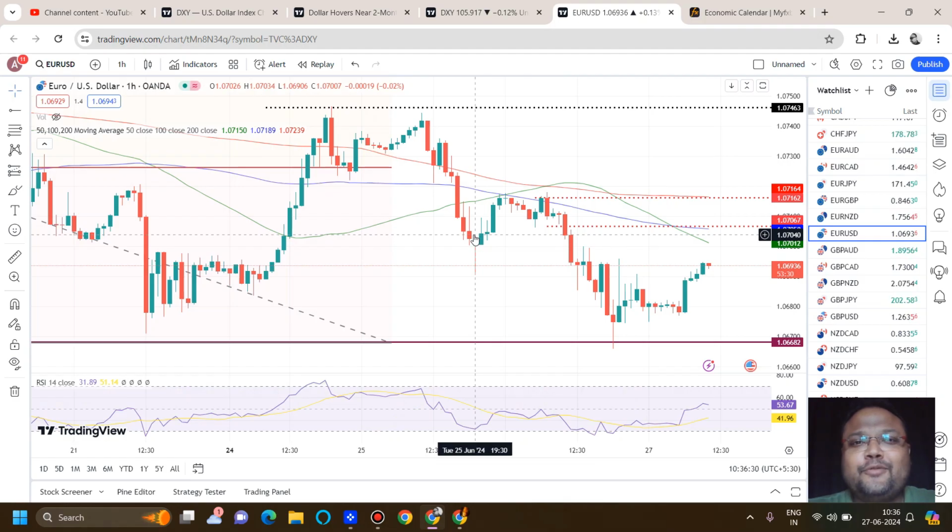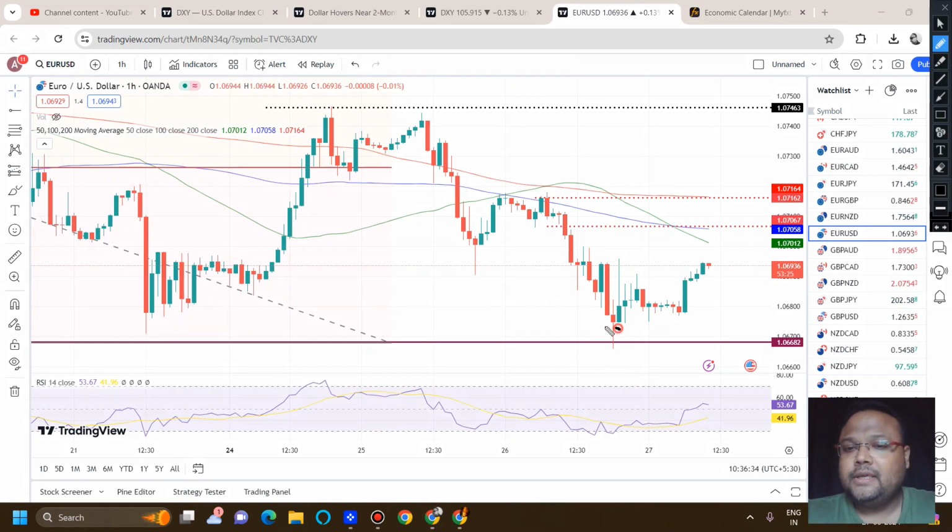Now let's look at the chart of Euro USD. So Euro USD beautifully bounced from our support level, the support of 1.0666. So my dear friends, if you have taken a buy or you're sitting on a buy right now, you can be on the trade till the European session.